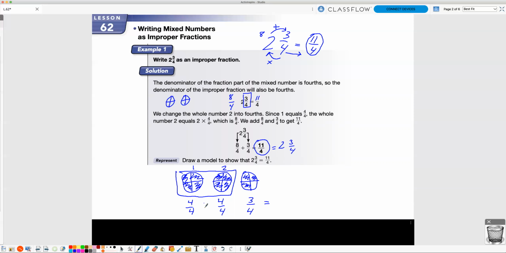So look at what happens if I just add those up. I've got 4 plus 4 is 8, plus 3 more makes 11. And then when you're adding and subtracting fractions, the denominator just stays the same. 11/4 is what it would be.